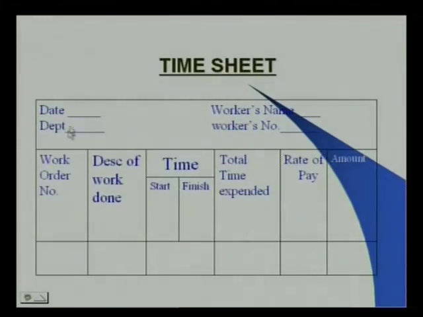In the timesheet, we can see the date. It is a tabular form in which we can find the date of that particular operation, the department, say production or sub assembly, whatever it might be, and the worker's name and worker's number. In the columns we are going to see the work order number, date of dispatch, description of the particular work done, setup time, how much time, final time, and total time required, as well as remuneration of that work and the total amount in this timesheet.